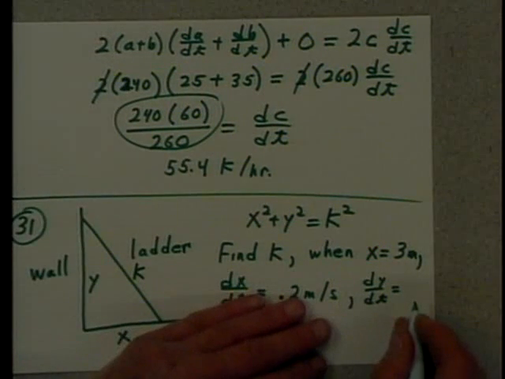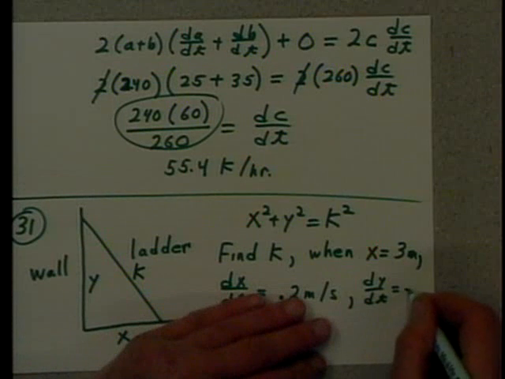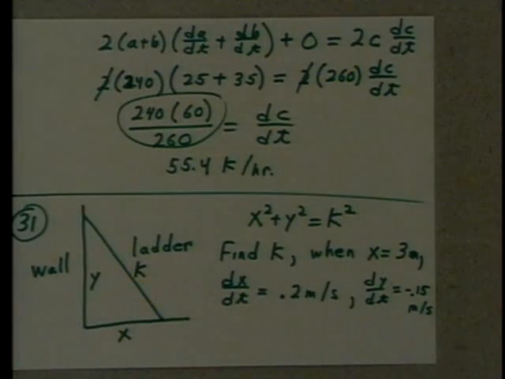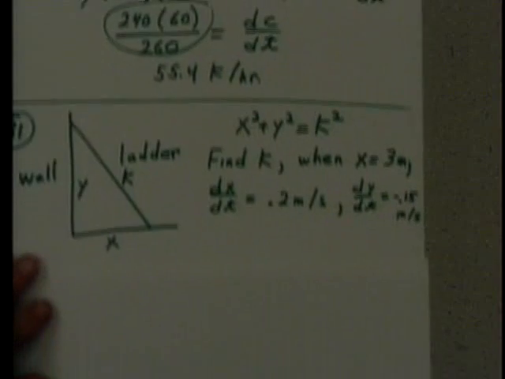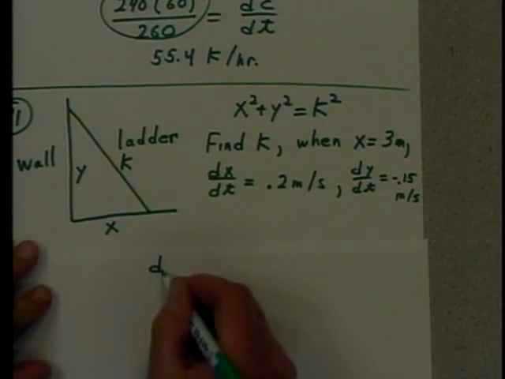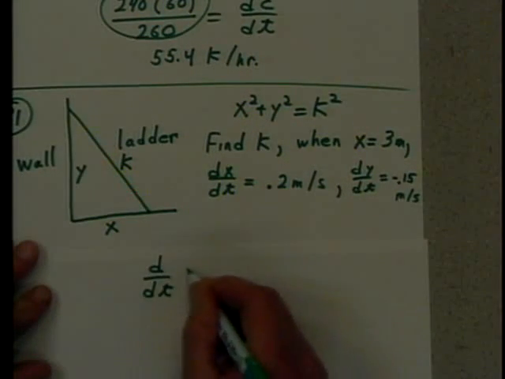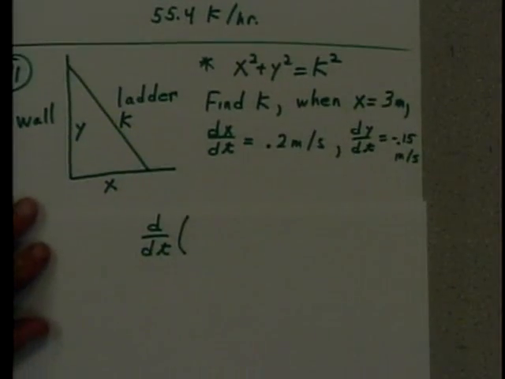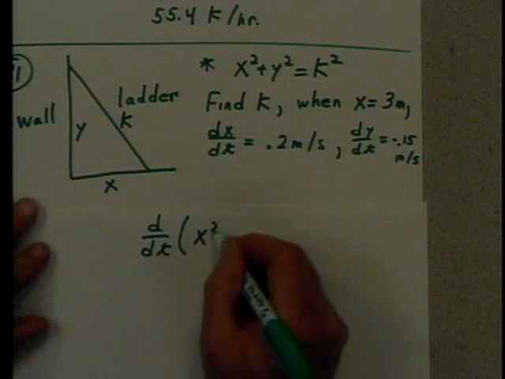Okay, that's decreasing, so it's negative 0.15, and that'd be meters per second, right? Okay, is there something else I might need? Well, possibly, but maybe I'll wait and see after I do it. So I want to now take the derivative of my equation up here implicitly.